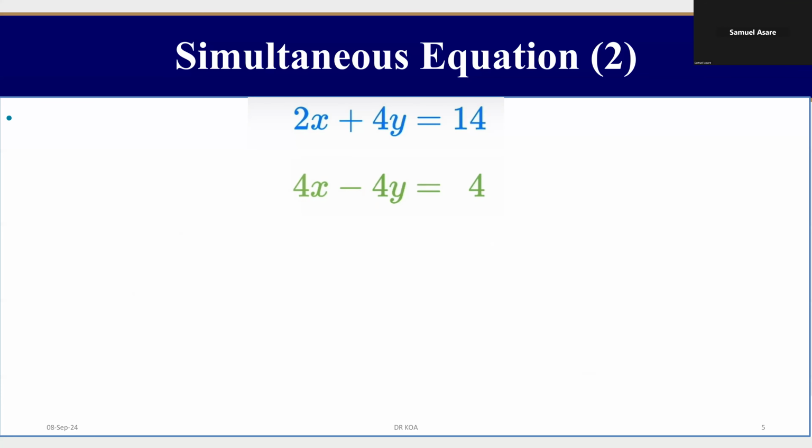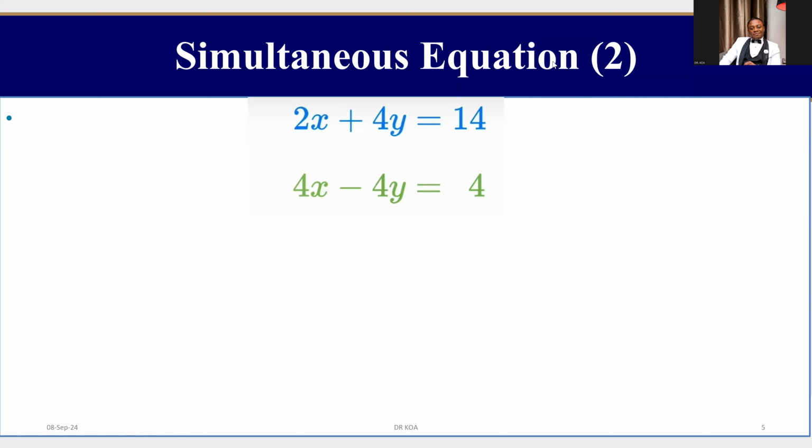Yes, Samuel. Doc, x is 3 and y is 2. Good, excellent, that's true. In this case, you can easily use the elimination method, okay?